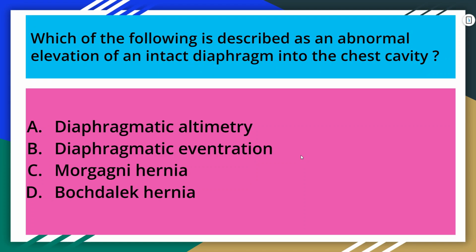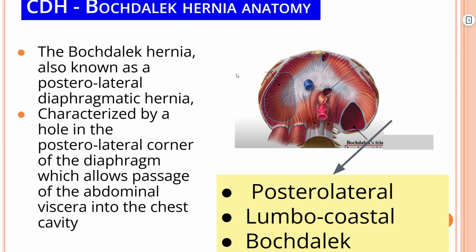Next question: Which of the following is described as an abnormal elevation of an intact diaphragm into the chest cavity? Diaphragmatic altimetry, diaphragmatic eventration, Morgagni hernia, or Bochdalek hernia. In the beginning of this video, we discussed that Bochdalek hernia is a defect in the pleuroperitoneal membrane of the posterolateral part, which is known as the Bochdalek triangle, posterolateral triangle or lumbocostal triangle. It's a defect from where the herniation of abdominal content occurs.